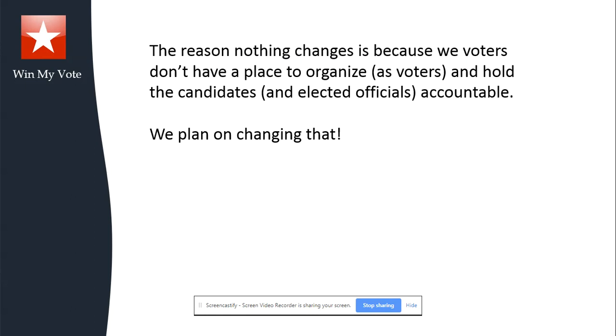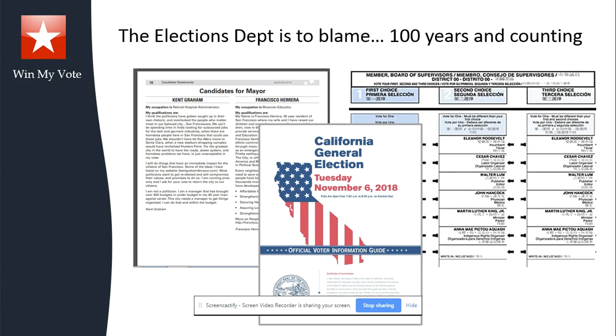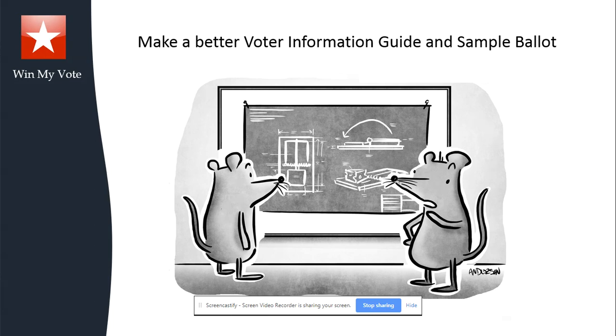The reason that nothing changes is because we voters don't have a place to organize as voters and hold candidates and elected officials accountable. We plan on changing that. And what we did is we really looked at the election department's voter guide and said, this thing hasn't changed in 100 years. This was supposed to be a nonpartisan voter guide, everything that we needed to be a well-informed voter. So we think that they've fallen down and kind of done it on purpose.